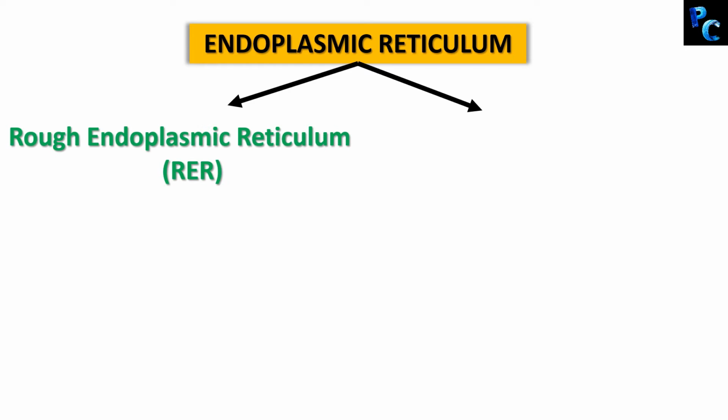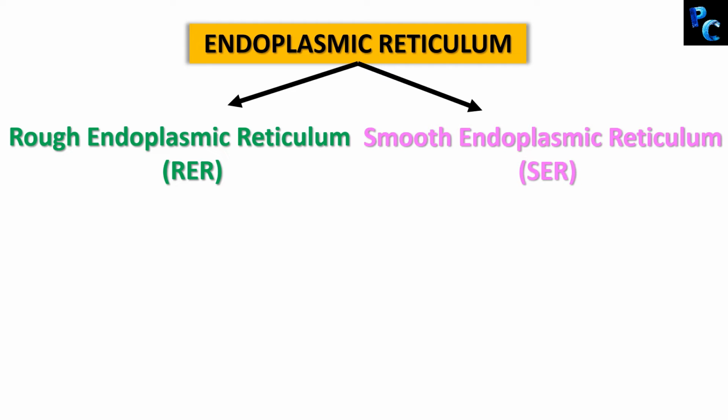Rough endoplasmic reticulum, also called RER. First R stands for rough, and you know ER stands for endoplasmic reticulum. And the other is smooth endoplasmic reticulum, also called SER. S stands for smooth. But why it is called rough and smooth? Obviously, because one looks rough under the electron microscope and the other looks smooth under the electron microscope.